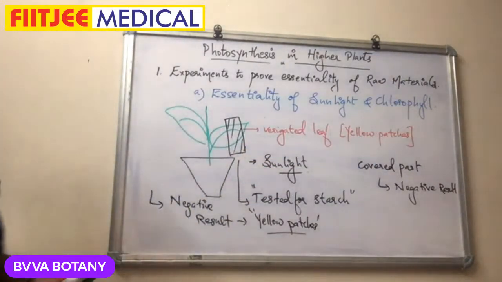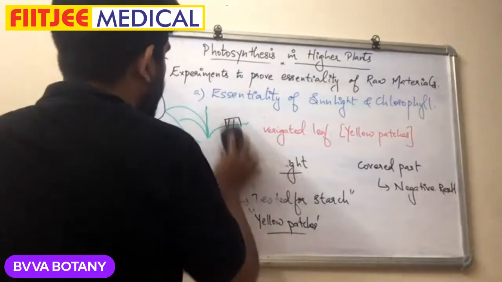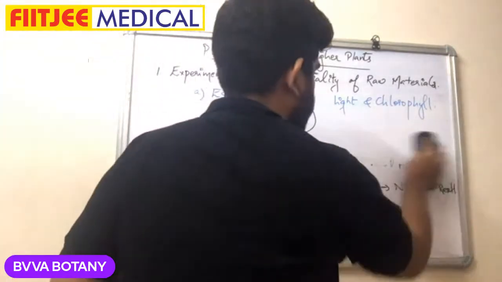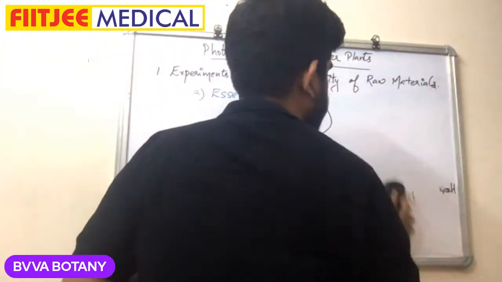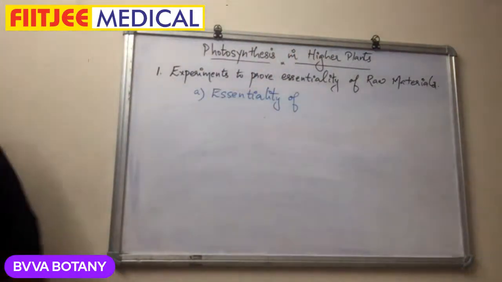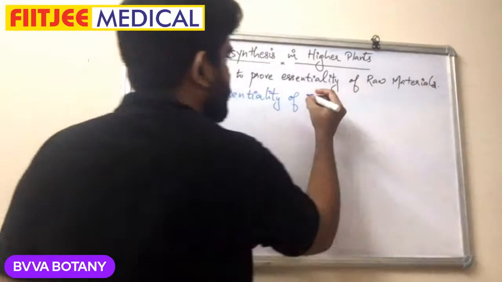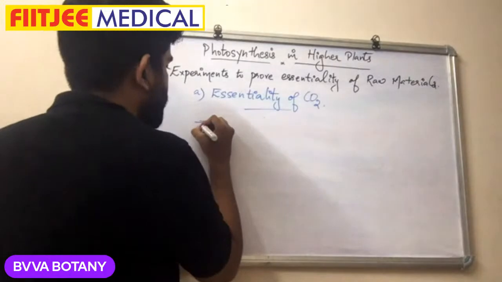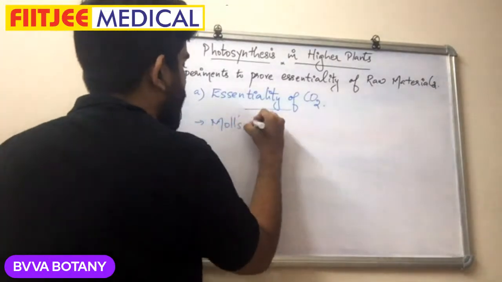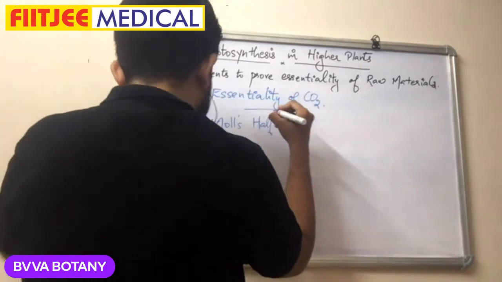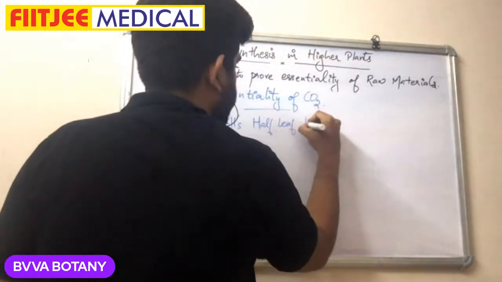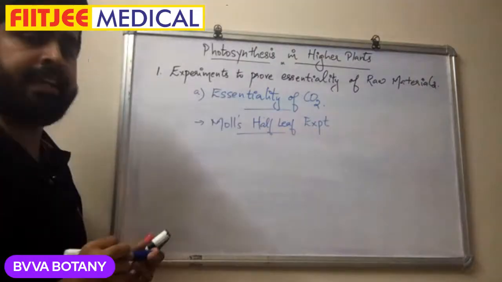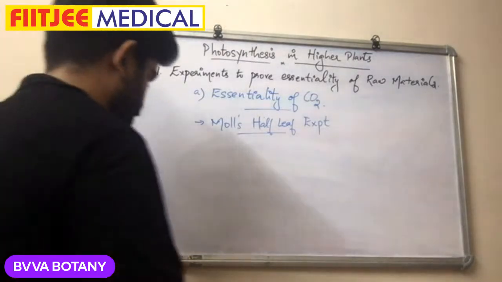Now we will move on to the second experiment, to prove the essentiality of carbon dioxide. This experiment we call Moll's half-leaf experiment. Again we are taking a potted plant.